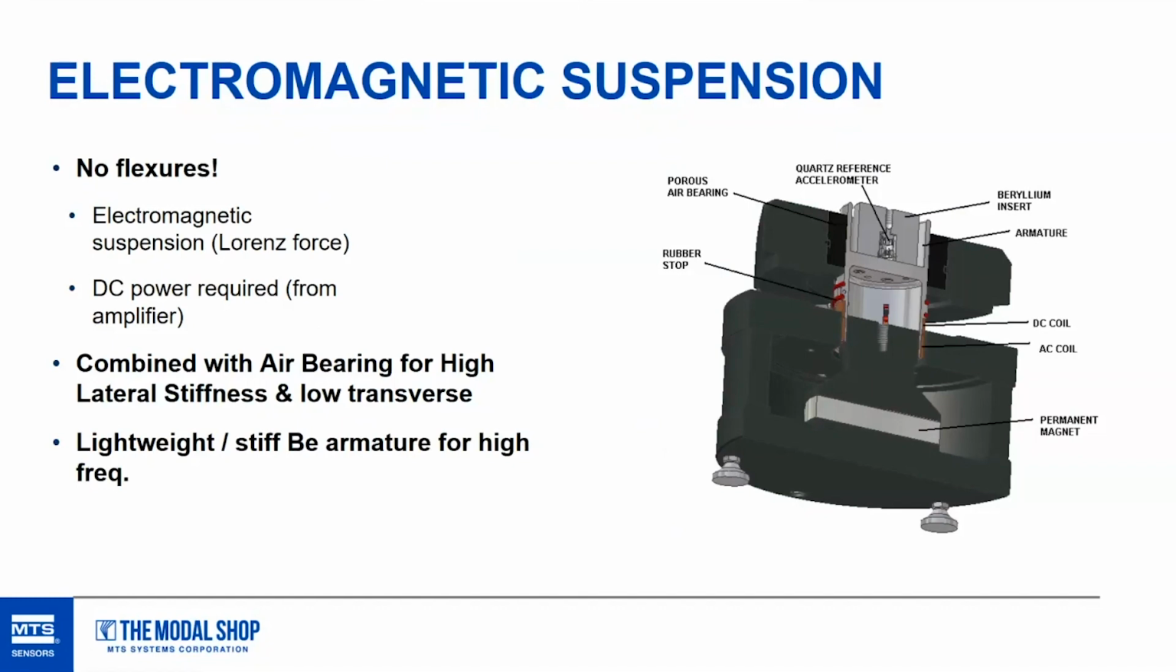recommendations for calibration shakers. We also make the armature in this shaker lightweight and stiff by using beryllium as the basic material for this armature versus other types of materials like stainless steel, that would not be as lightweight and not as stiff. So with the beryllium armature, you can get some very good high frequency performance on this kind of shaker, which is key for calibrating high frequency accelerometers.